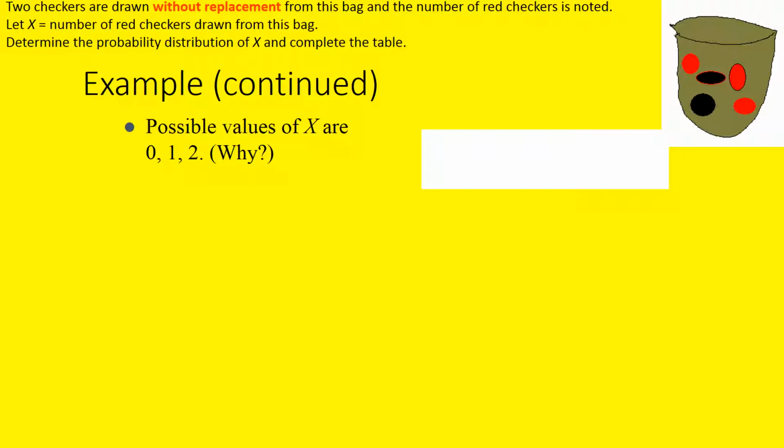Possible values of X, as we just said, are 0, 1, and 2. Why is that? Well, if you're going to draw 2 checkers without replacement, you could draw black checkers both times. You could draw black and then a red, or a red and then a black. So those would be the 2 ways that you could get 1 for the value of big X. Or you could get 2 red checkers. You can get a red, and then get another red the next time.